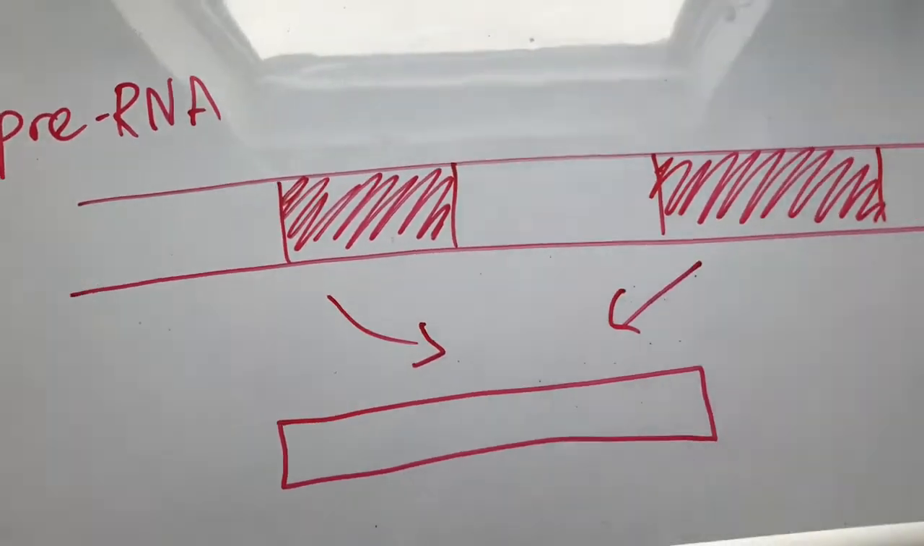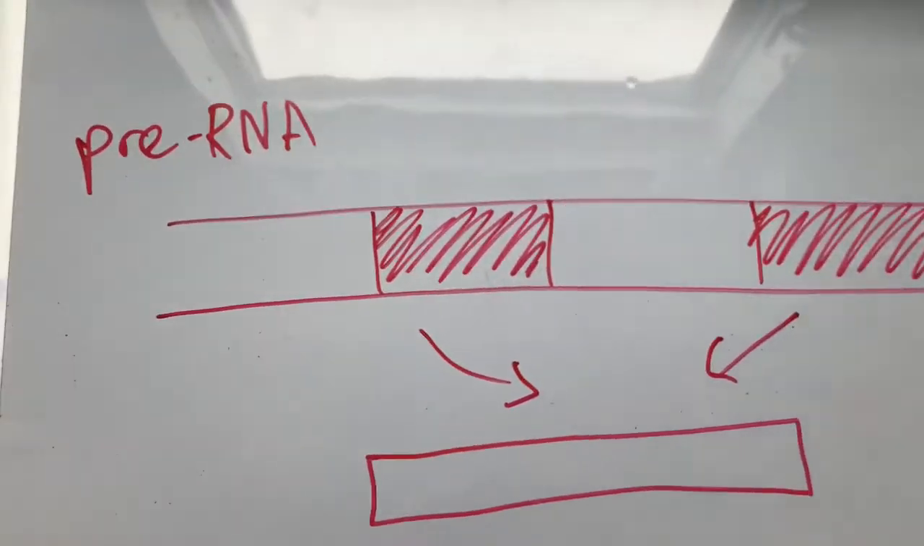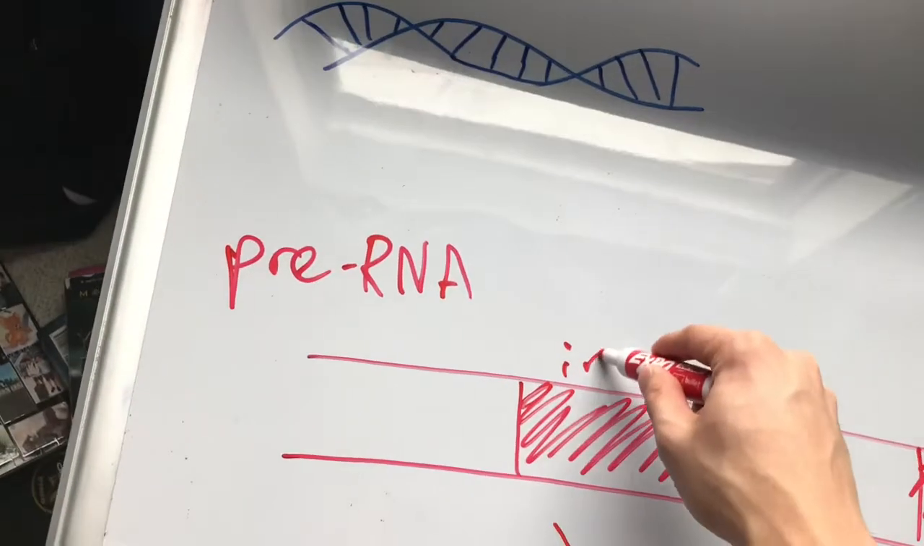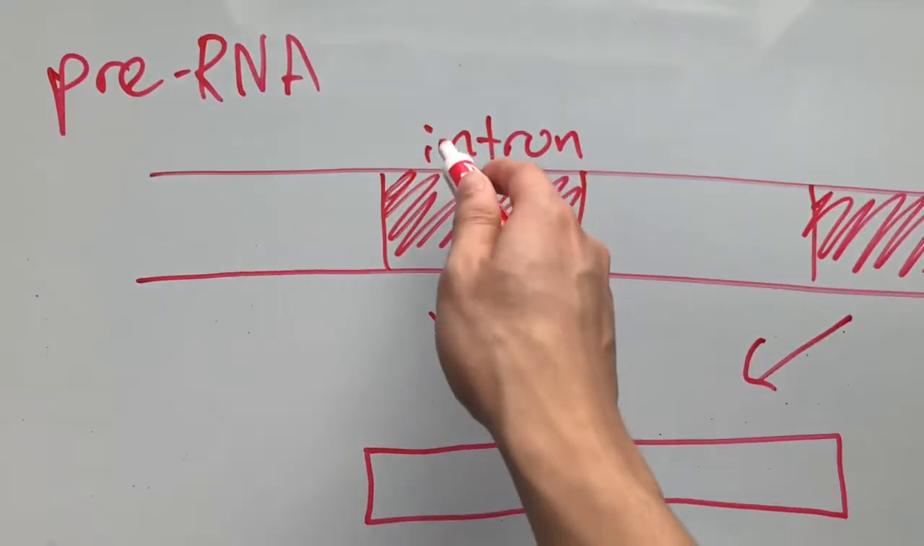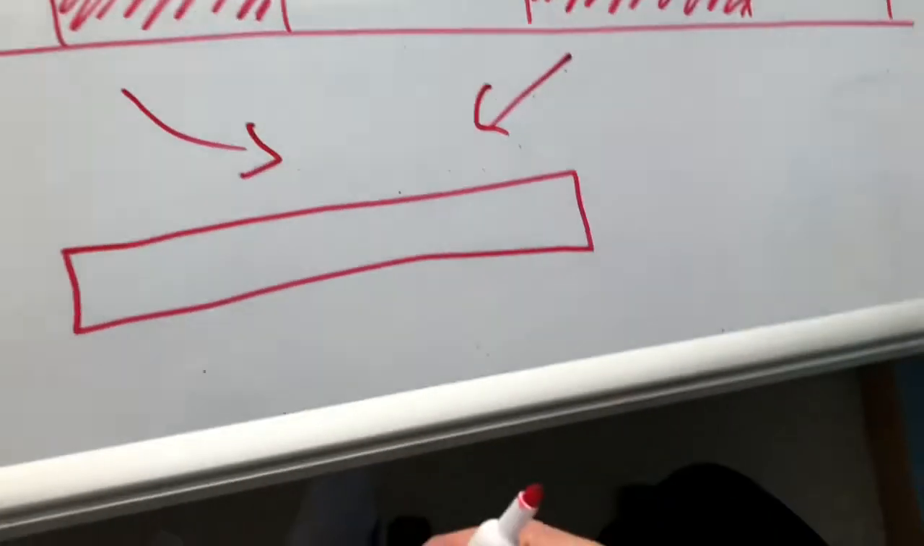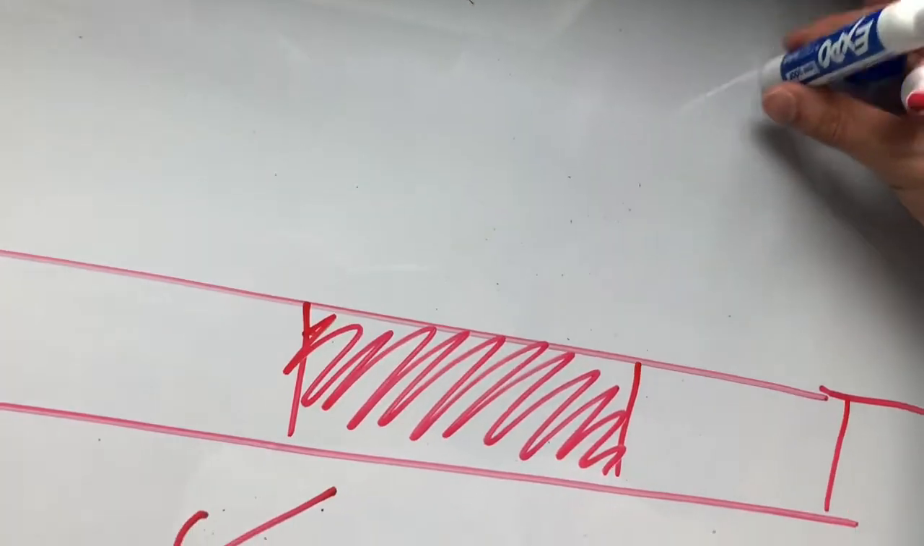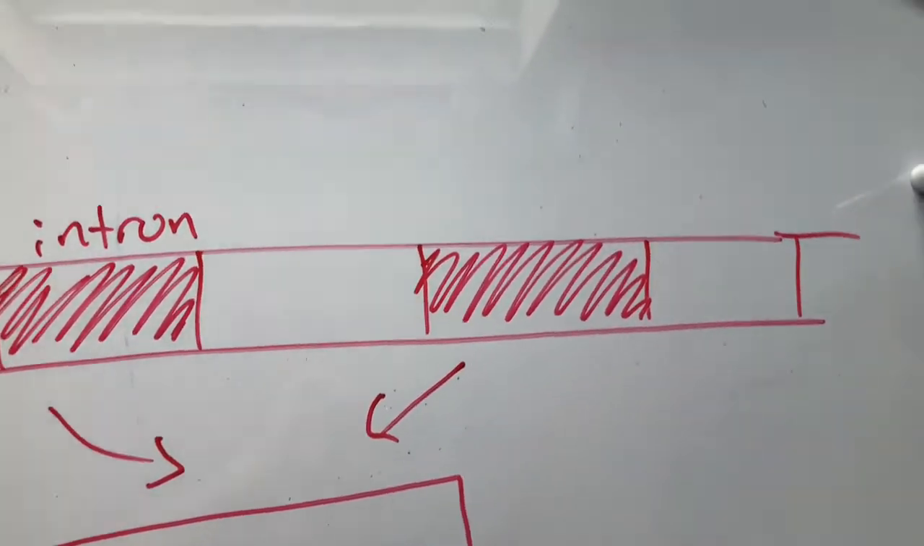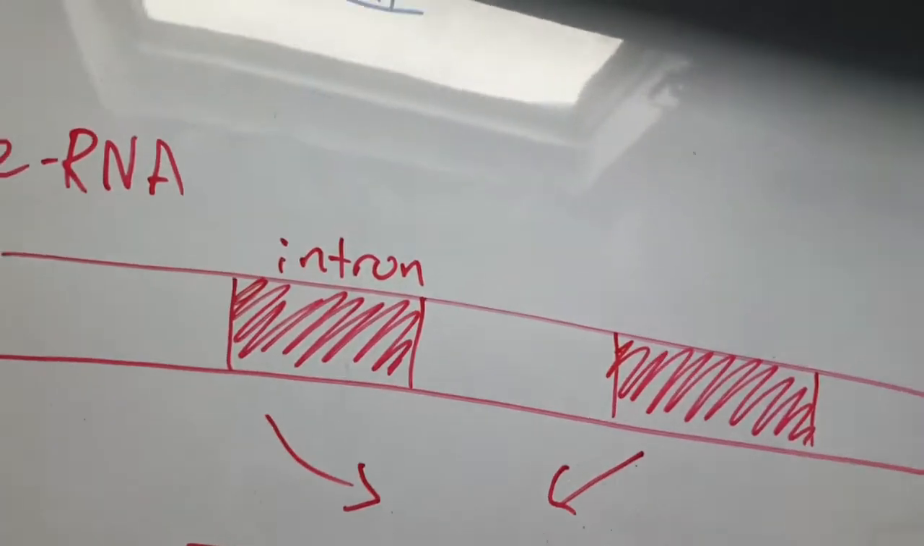Then you ask yourself, well, how are these introns being cut out and the exons being put together? And it's actually very interesting. These things called spliceosomes in the cell, basically made up of RNA and proteins, which we'll talk about.